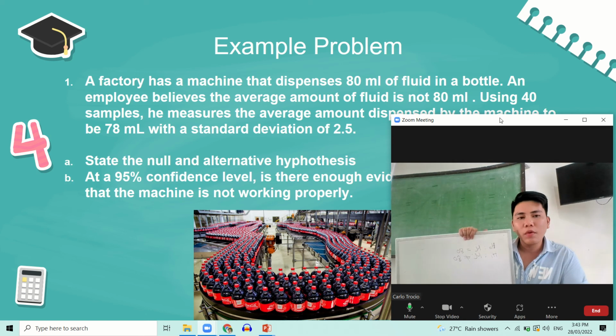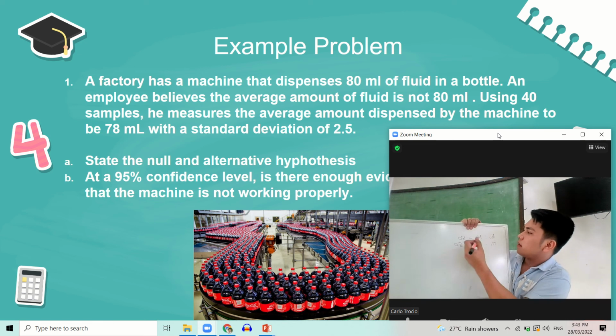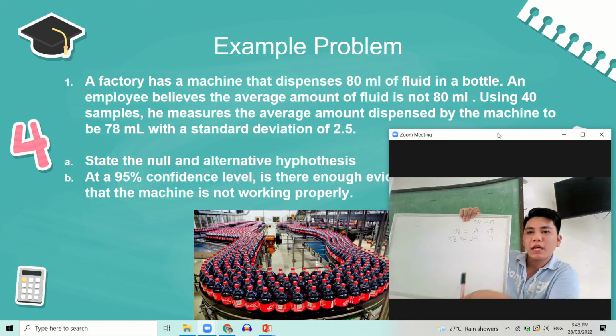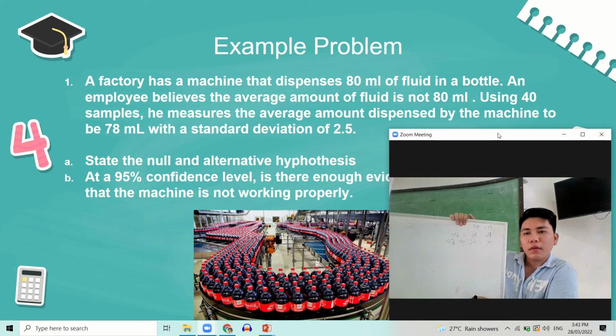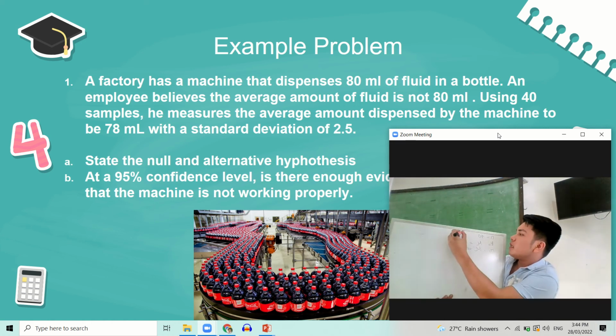And we have our sample size, which is 40 based on the problem. Sample size, which is 40, and then the average dispensed by the machine to be 78 ml. Okay, 78 ml, with a standard deviation of 2.5. Standard deviation, let me write it here. Standard deviation is 2.5.